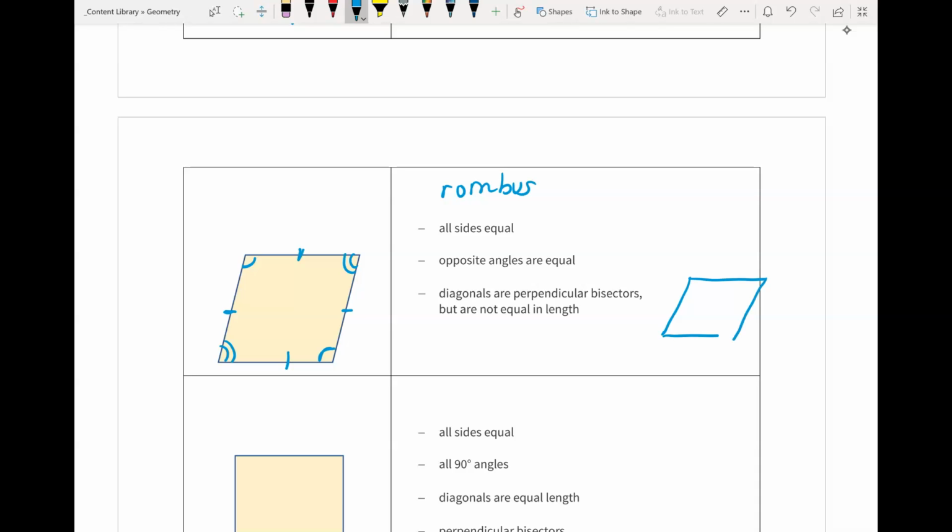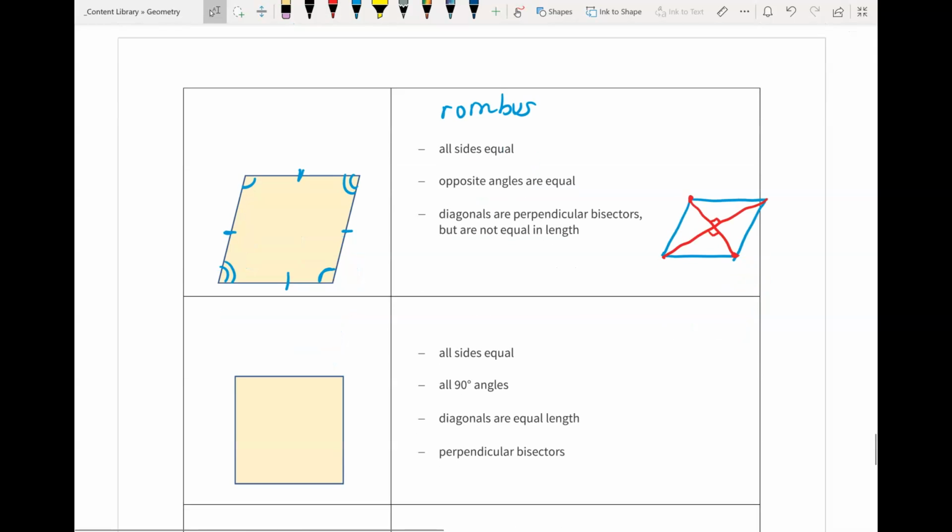So here's another rhombus. Our diagonals are drawn by connecting the vertices on each side. So it's saying that they're perpendicular. This means this creates a 90-degree angle like that, all the way around. But they're not equal in length. So the only thing it creates is a 90-degree angle between each diagonal.